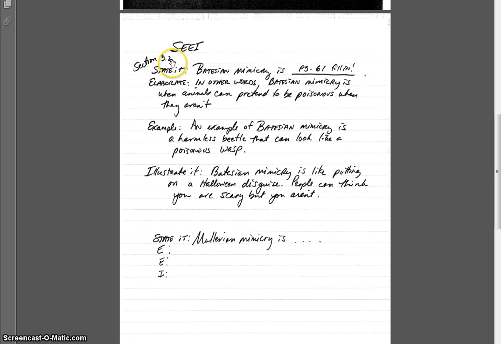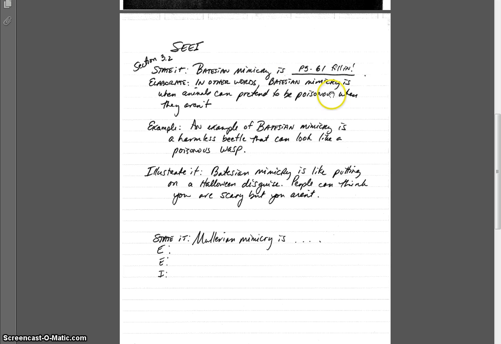So from Section 3.2, the word is Batesian mimicry. And if you go to page 61 in your text, there's a formal definition, which you'll fill in there. So Batesian mimicry is blah, blah, blah, whatever. And then you're going to elaborate on that, which means you're going to try and say the same thing in your own words.